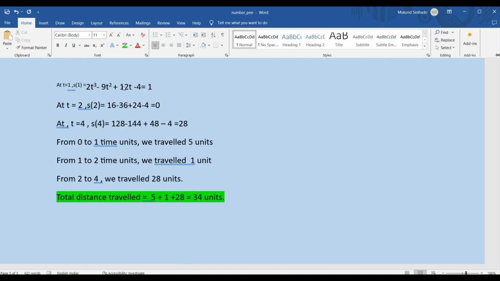So I hope you had a good understanding of this problem and the application of differential calculus.